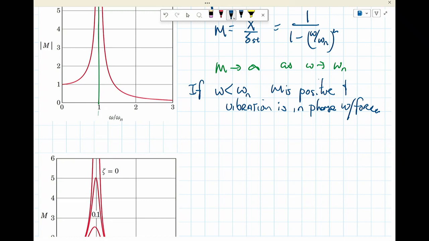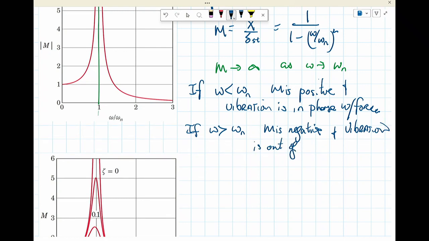So if omega is less than omega n, then M is positive and the vibration is in phase with the force. If omega is greater, M is negative, and the vibration is out of phase with the forcing.